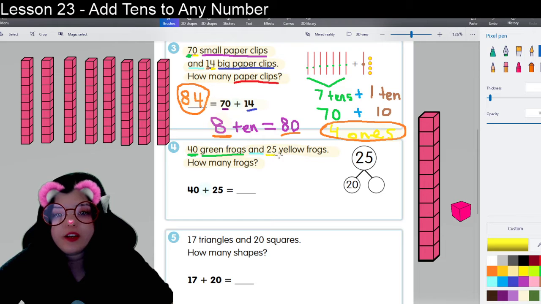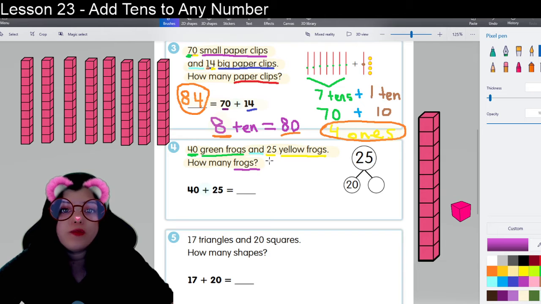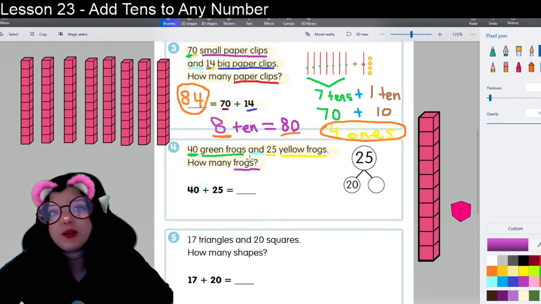And 25 yellow frogs. 25 is the number. Yellow frogs is the object. How many frogs? And that's important too, because sometimes you might see questions that have all different types of animals and they might try to confuse you. So it's important to know what they are looking for. What are they asking? In this question, they want to know how many frogs there are all together. And because they're bringing numbers together, we are using Gus the Plus. It brings 2 parts together to find the whole number.